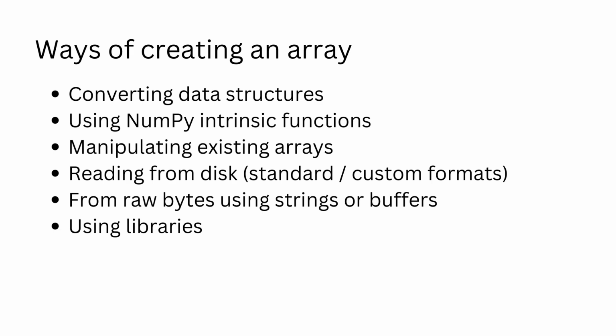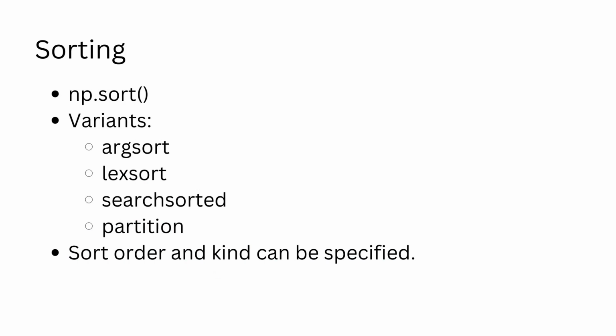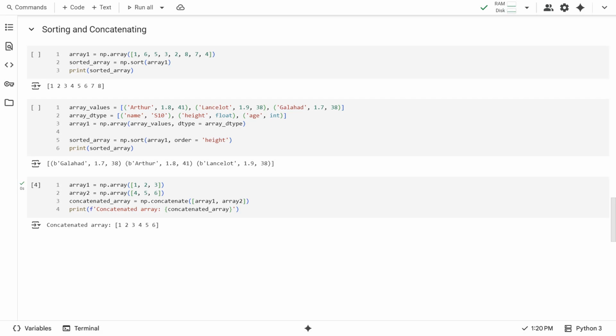Let us look at some of the basic operations. Sorting an array is simple with the sort function. You can specify the axis, kind, and order when you call the function. The kind parameter takes in the type of sort, like heap sort, or merge sort, or quick sort, or stable sort. There are some variants of sorting. Often used is argsort, which returns the initial index positions of the elements after sorting them. There are some other variants like lexsort, searchsorted, and partition. The order of sorting can be specified as well.